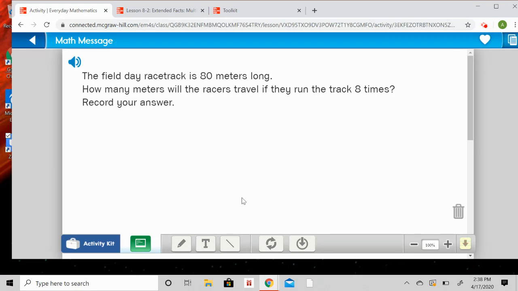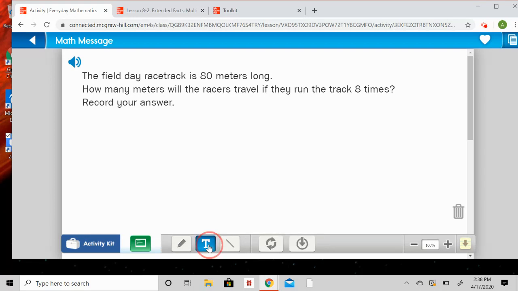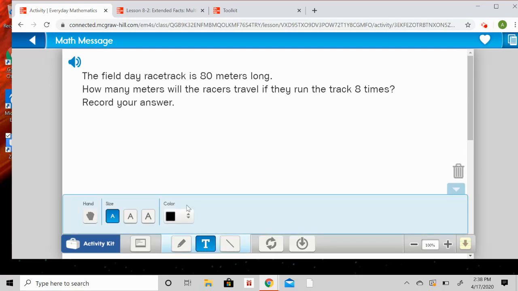All right, ladies and gentlemen, the field racetrack is 80 meters long. That means one time around the racetrack is 80 meters. They want to know if they go around 8 times, how many meters would that be? You could use repeated addition. You could add 80 plus 80 plus 80 plus 80 plus 80 plus 80 plus 80 plus 80. But we know an easier way to do repeated addition, which is multiplication. So what you could do is this. You could say 80 times 8 equals what?